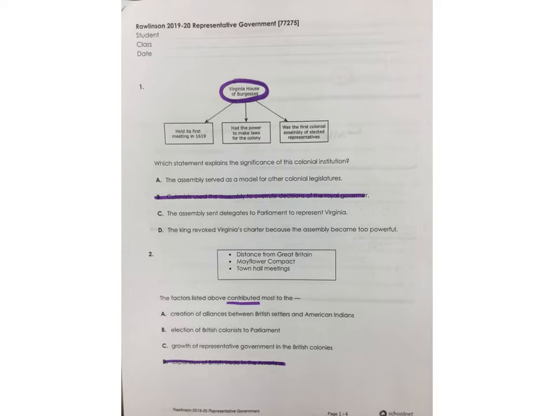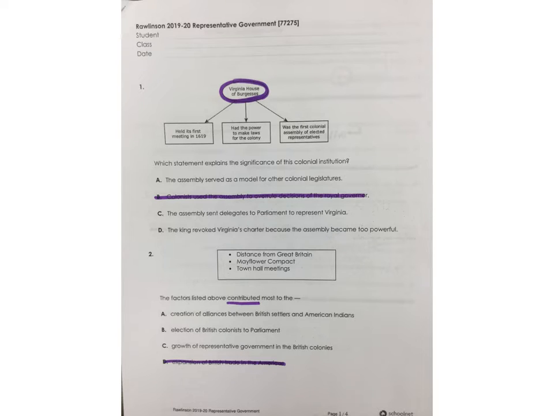Okay, let's go ahead and get started with our colonial representative government test. Number 1, we see the Virginia House of Burgesses held its first meetings in 1619, had the power to make laws for the colony, and was the first colonial assembly of elected representatives. Which statement explains the significance of this colonial institution?